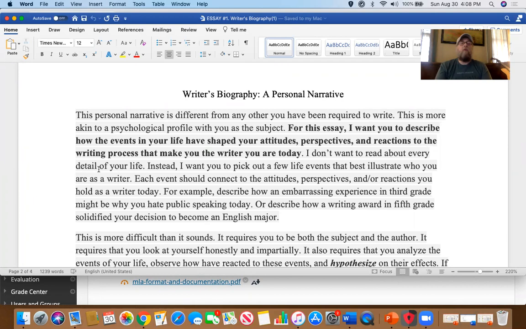For this essay, I want you to describe how the events of your life have shaped your attitudes, perspectives, and reactions to the writing process that make you the writer you are today. I don't want to read about every detail of your life. I don't want to read about just school writing. If you make it just school writing, you're not doing the assignment. I want more different types of writing spaces brought in there other than just school. I don't want it to be just a big long gripe about I hate school or I love school or whatever. You've done a lot more writing than school, and I'm challenging you to put that in this paper. All right. So if you want an A, put in more than just school writing.